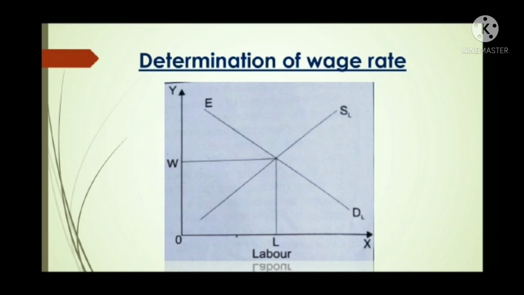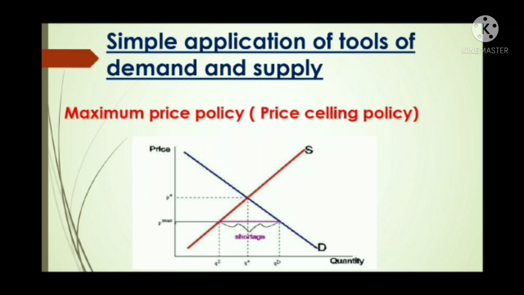Next, simple application of tools of demand and supply. Maximum price policy. It is known as maximum price or price ceiling when the government sets a maximum legal limit on the price of a particular good or service. For this to have an effect on the market, the price ceiling must be placed below the natural market price. This normally leads to a shortage. The quantity demanded will be greater than the quantity supplied.